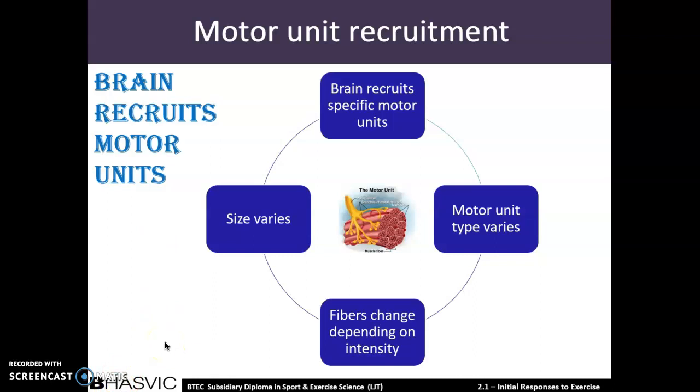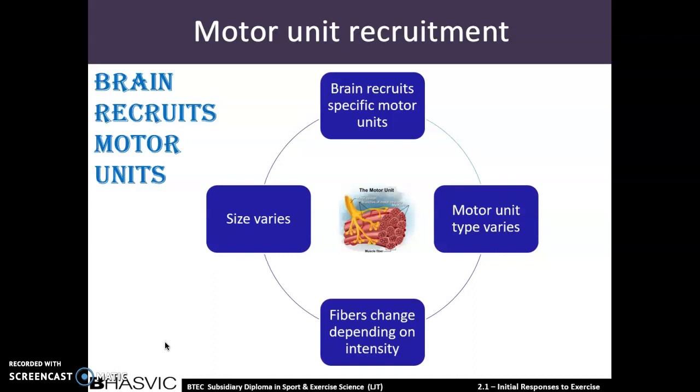Once it gets to the muscle, there are motor units which the brain recruits to do things. Motor units have different size variations, depending on how many motor units are going to be used for the amount of muscle that needs to be used within the fibers of the muscles. They recruit different sizes. There are different motor unit types. These vary, and the fibers change depending on the intensity.